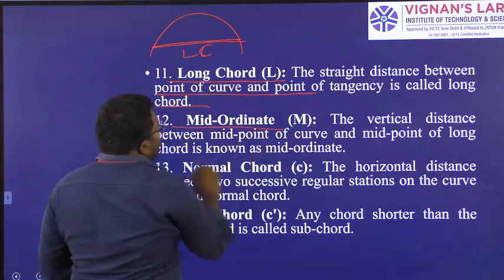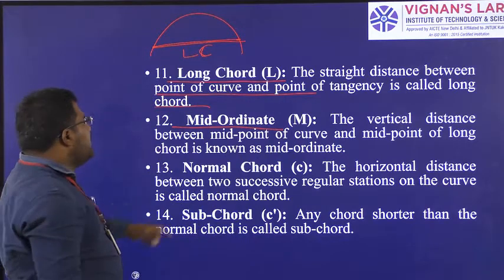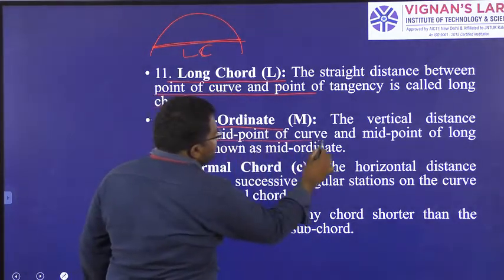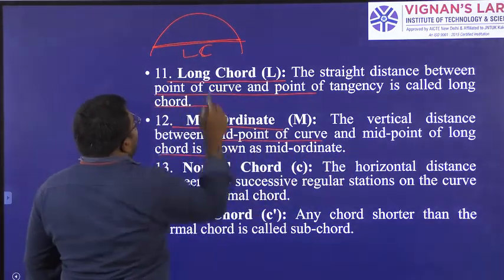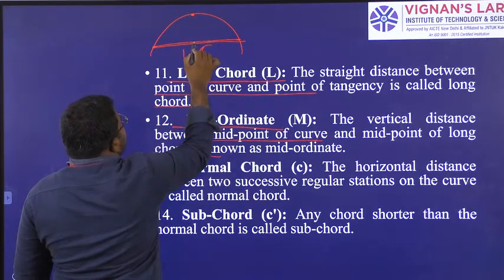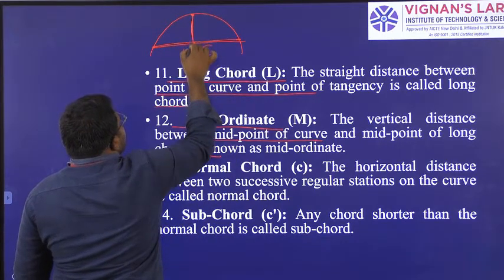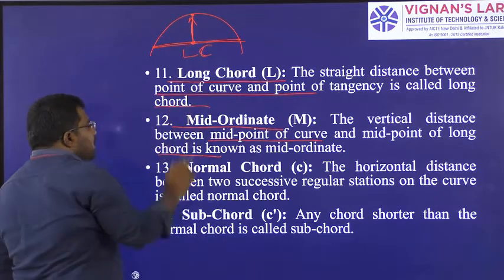Next, mid-ordinate. Mid-ordinate is the vertical distance between the midpoint of the curve and the midpoint of the long chord. This is the midpoint of the curve. This is the midpoint of the chord. The vertical distance between these two points is called mid-ordinate.